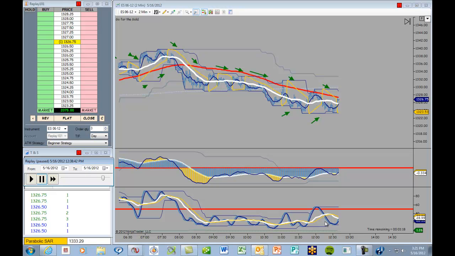Okay. We're not flipping the cross here on the stochastic. So I'm not going to take that one. I don't know. It doesn't look right. In fact, it's heading back down now.